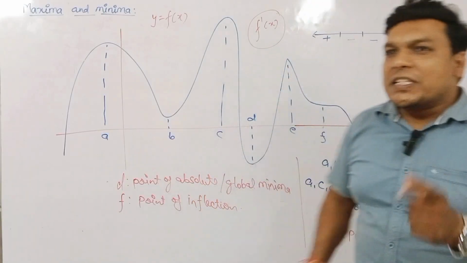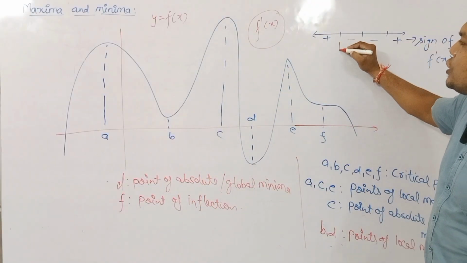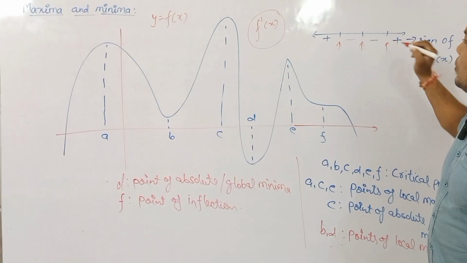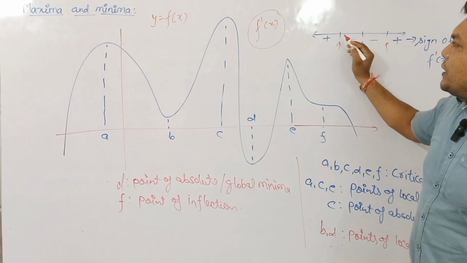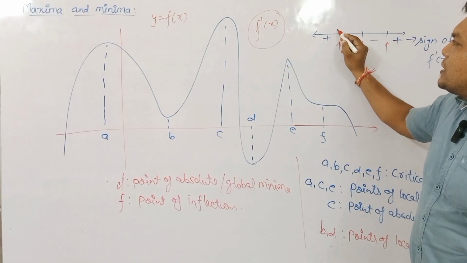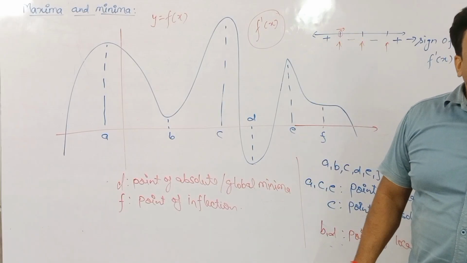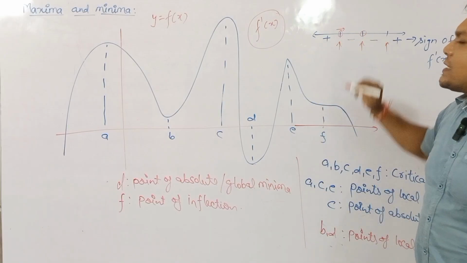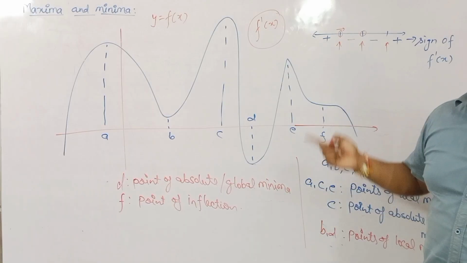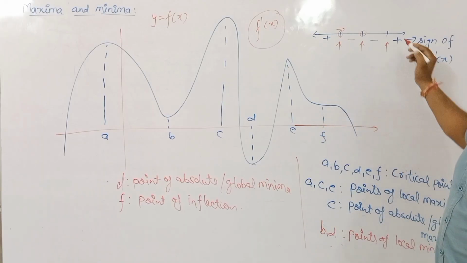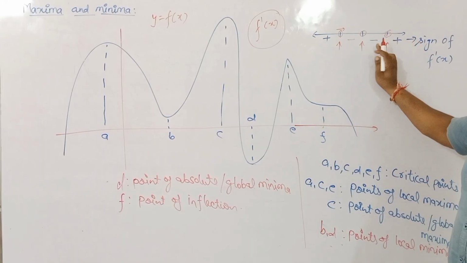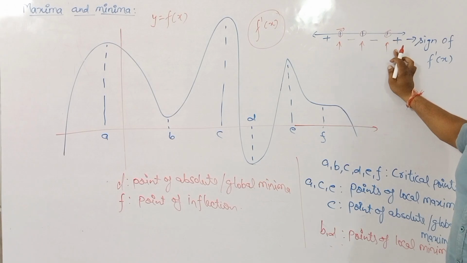But when we talk about maxima and minima, we talk about these points. Look at this point, the sign of f dash x changes from positive to negative. So this is a point of local maxima. What is at this point? The sign of f dash x does not change. So this is a point of inflection. And what about this point? The sign of f dash x changes from negative to positive. So this is a point of local minima.